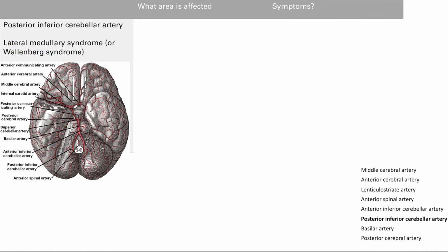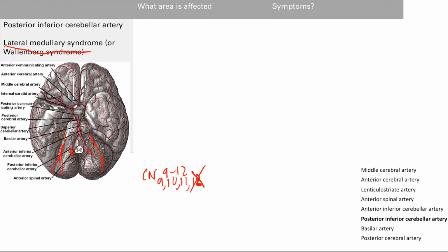Next is going to be the posterior inferior cerebellar artery, and that's over here coming out. Okay, so you can tell that's going to be the medulla, and that's going to be lateral. Okay, so the lateral medulla. So we can again work on the cranial nerves that we're going to be talking about. Cranial nerves, medulla is 9 to 12. So 9, 10, 11, 12. And we're talking about lateral, so we'll exclude our medial structures, which is 12. So it's 9, 10, 11.